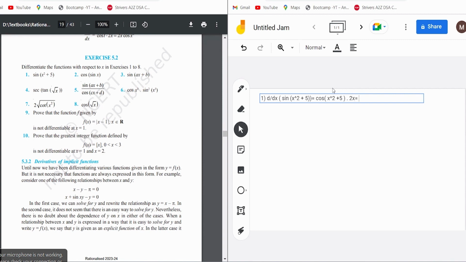So writing it in a clear way, it would be 2x times cos of x square plus 5. Okay. Very simple question, I must say. Let's move to next question, question number 2.